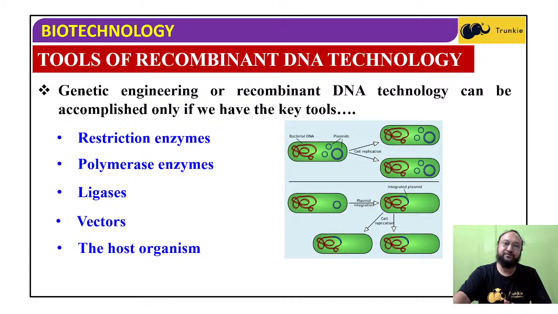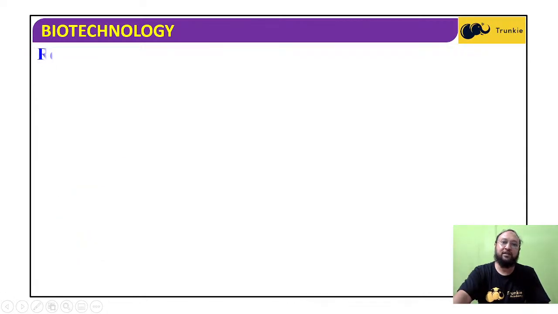Okay, so what do we need? Restriction enzymes that cut the DNA into fragments, polymerase enzymes that form the second strand of the DNA on a single strand, ligases that join the cut, fragmented DNA, vectors in which we carry the alien DNA pieces, fragments, and then the host organism into which we insert and do the experiment. Okay, so these are the things that we require.